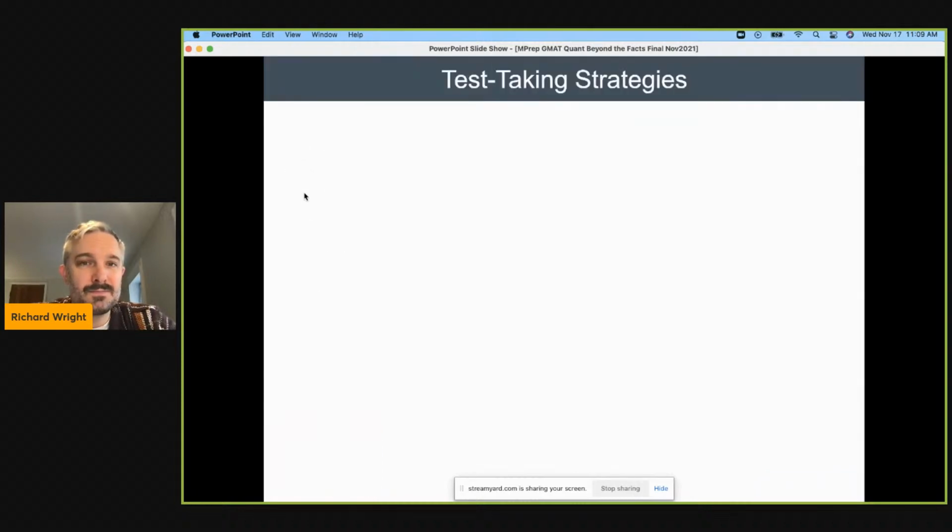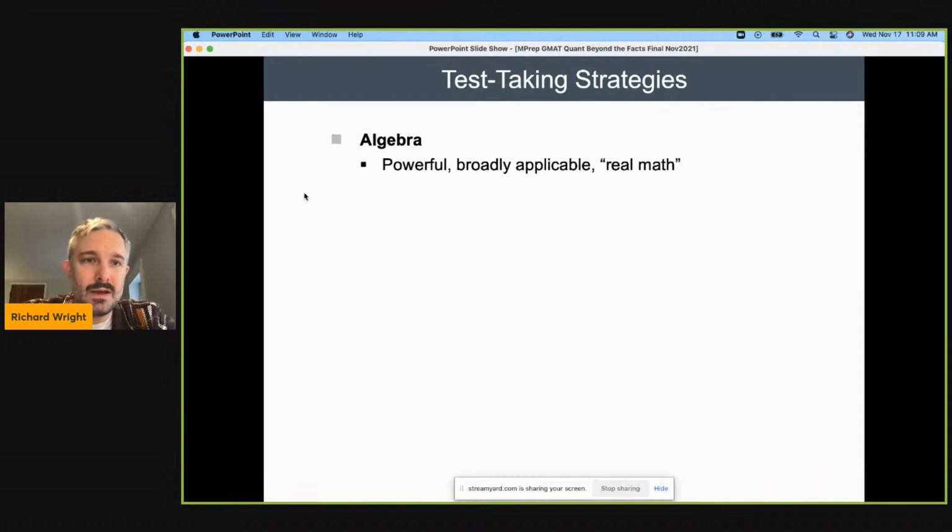So let's start talking about test-taking strategies generally. We've all learned how to do algebra. We spent years learning how to do algebra in school, and algebra is great. It's a very powerful tool. It can solve almost any problem. The downside of algebra is it involves a lot of steps, especially on hard problems. And it's not always intuitive what step you should take next. So sometimes you'll work down a path and then realize, oh, that didn't really help me. Let's go back. Now I've got to do something else.